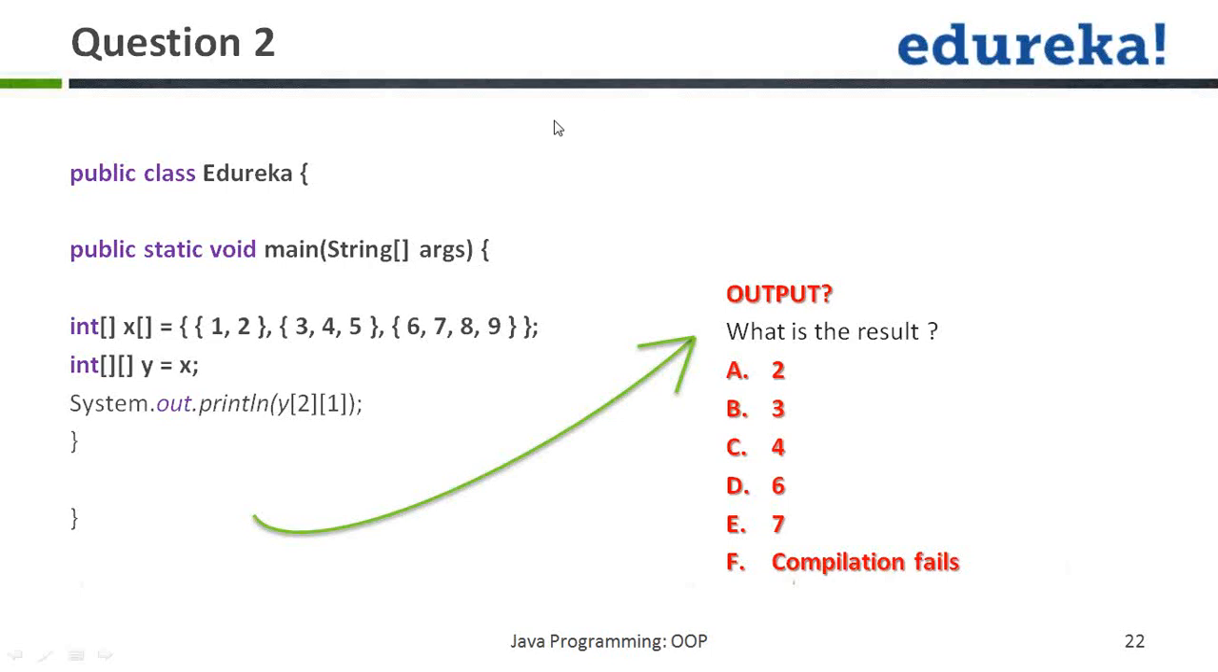Amol says F. Compilation fails, okay? What about the rest of you? Do you think Amol is correct? I don't think Amol is correct. Okay, so you have still got 5 options to select. You can select one of the options from the other 5 options that are left. It is not a compilation failure.